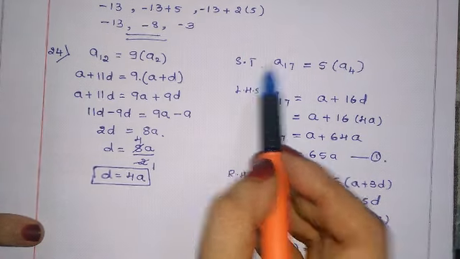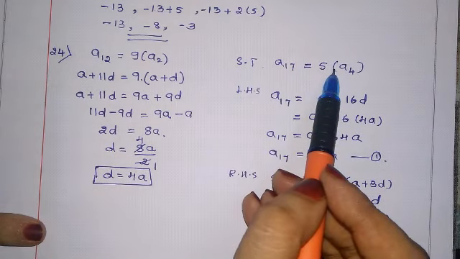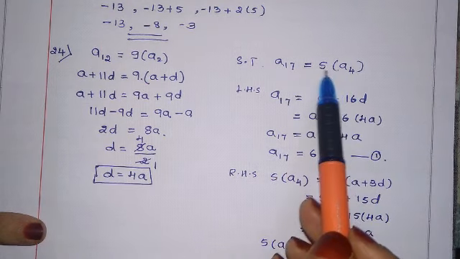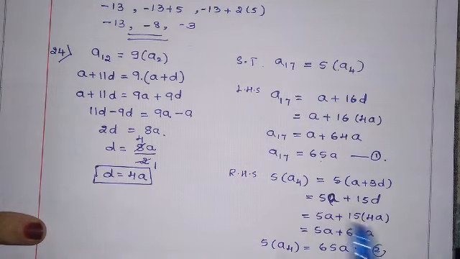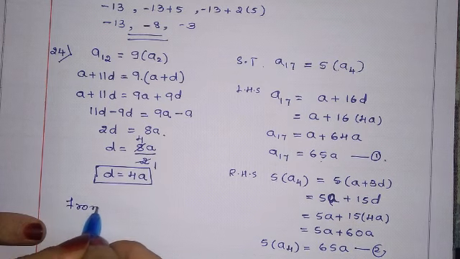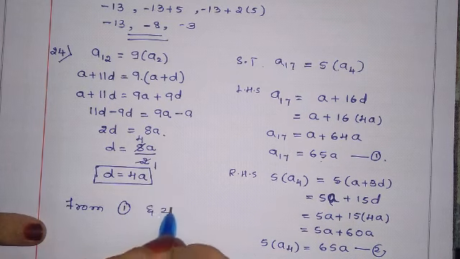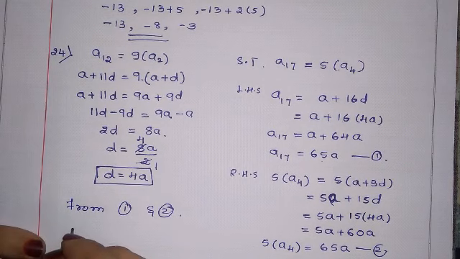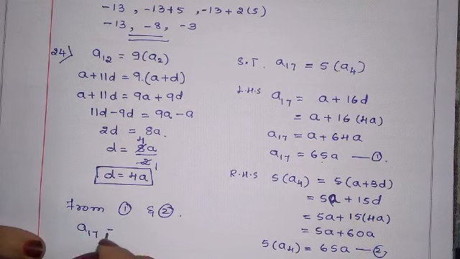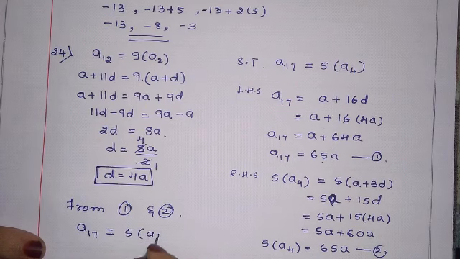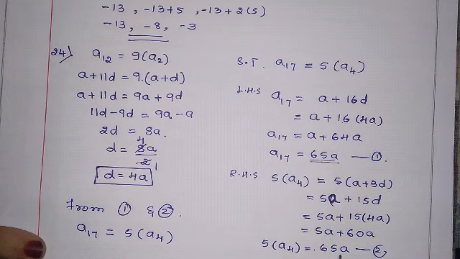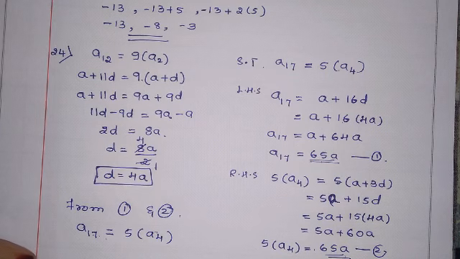So that means a17 is equal to 5 times the 4th term. Both values we got are 65a. You can see, from equation 1 and 2 we proved that a17 is equal to 5 times a4. Yes? Both values are 65a, so we can say they are equal. So this is question number 24. Let us see now question number 25.